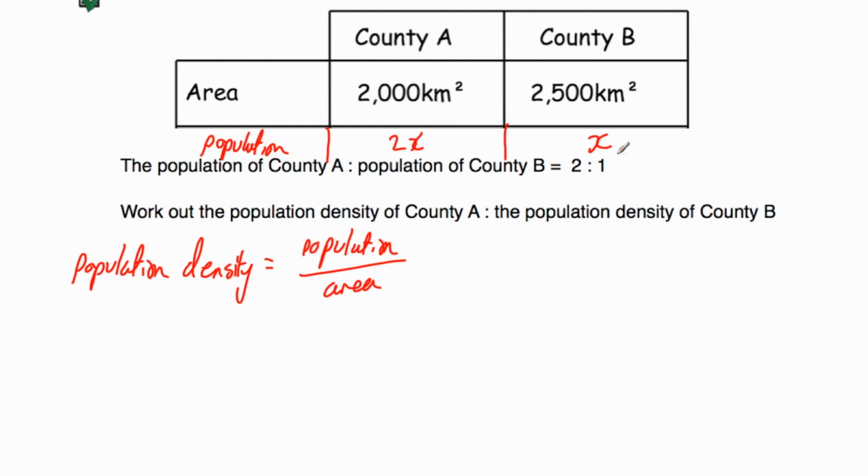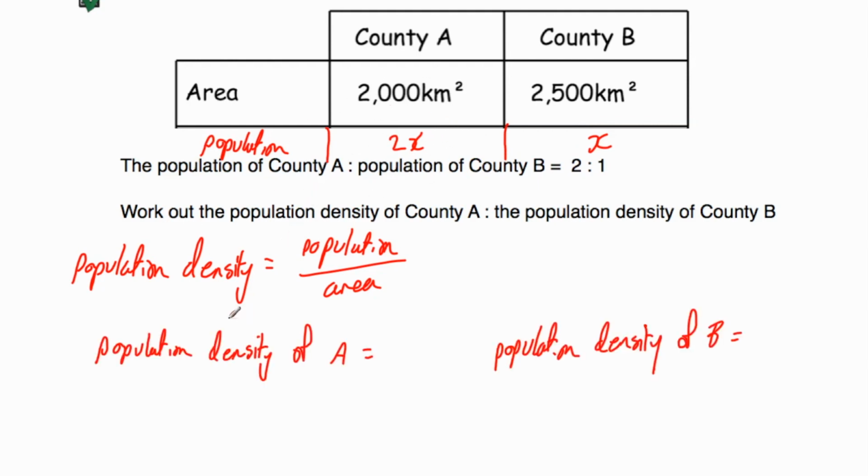Because we don't know what they are, we just let the population of County B be x, and then the population of County A would have to be double that, so it's going to be 2x. So now we can work out the population densities. The population density of County A: we take its population, which is 2x, and divide it by its area, which is 2,000. So the population density of County A is 2x over 2,000. Now we can cancel that down, dividing both the numerator and denominator by 2. So the population density of County A would be x over 1,000.